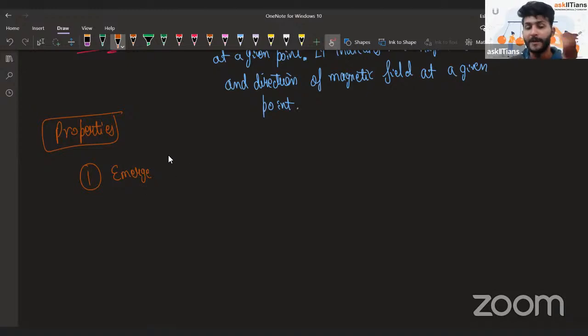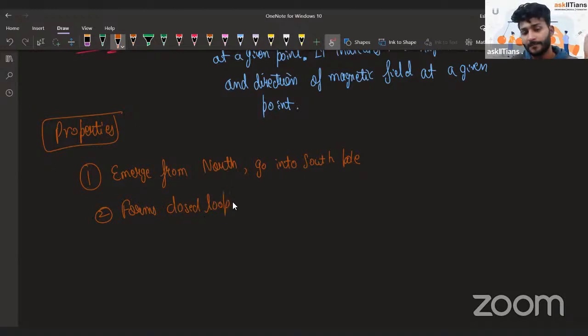In a bar magnet, magnetic field lines emerge from north and go into the south pole of the bar magnet. The second point was that they form closed loops.